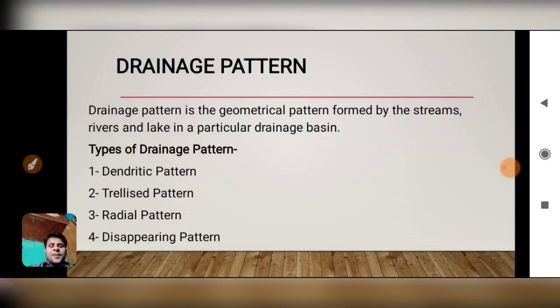Next topic is drainage pattern. What do you mean by drainage pattern? Drainage pattern is a geometrical pattern formed by streams, rivers and lakes in a particular drainage basin. It means the streams have many geometrical patterns by which we can understand their characteristics. There are 4 types of drainage pattern: dendritic drainage pattern, radial drainage pattern, trellised drainage pattern and disappearing drainage pattern.